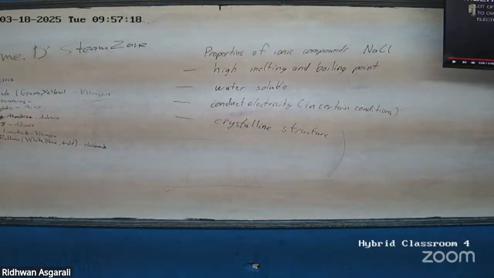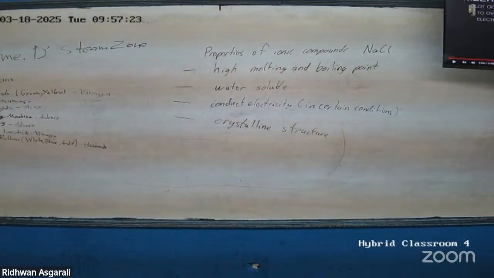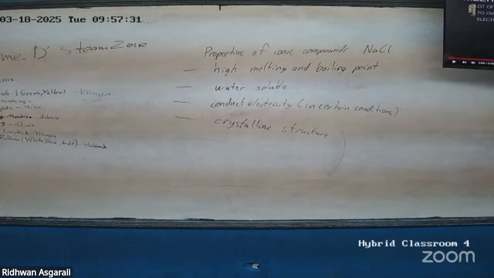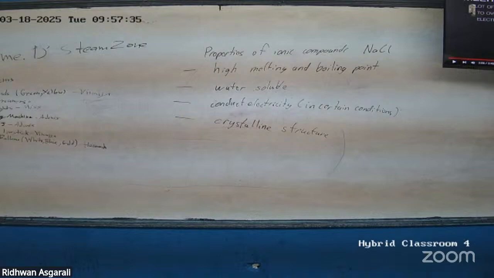So the reason ionic compounds have a high melting point is because of their strong bonds, their strong attraction to each other. You understand the reason, right? Alright, what's the next key property?